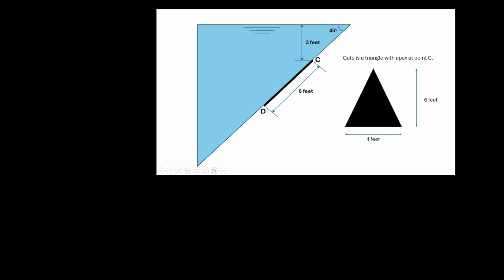Now, we know that if it's a triangular shape, the center of gravity is 2/3 from the top, so it's going to be 4 feet down to get to the center of gravity. We know that the area is 1/2 the base times the height, so that's 1/2 times 4 times 6, so that's 12 square feet.